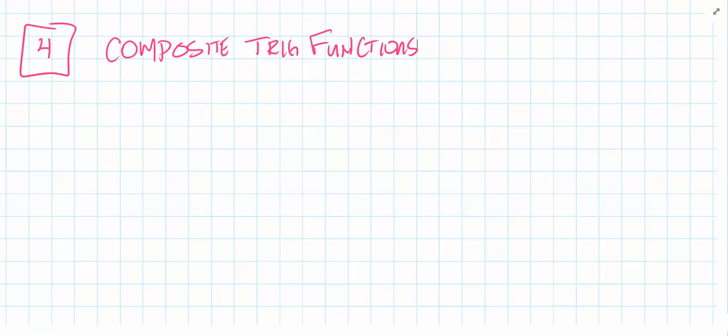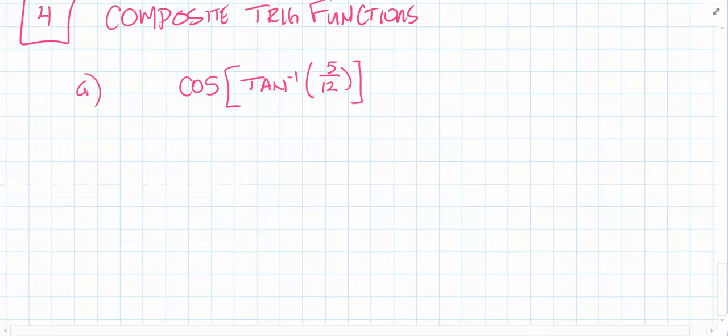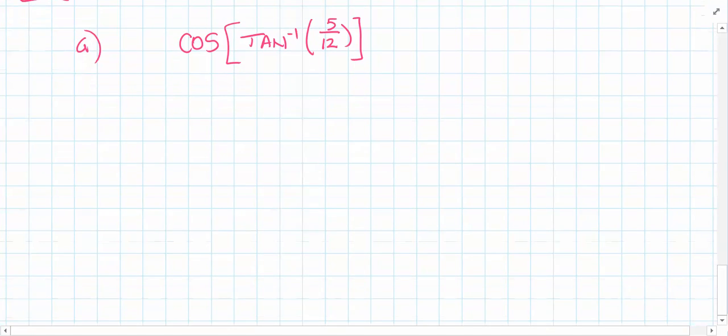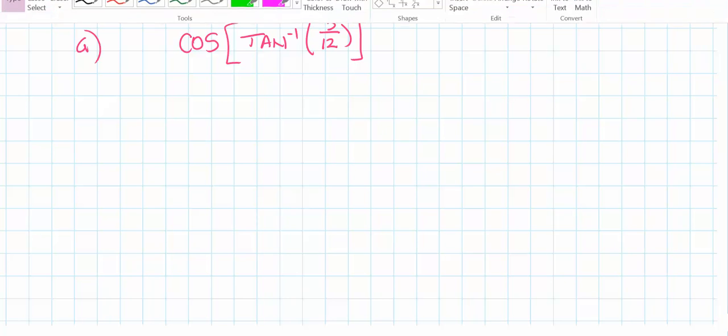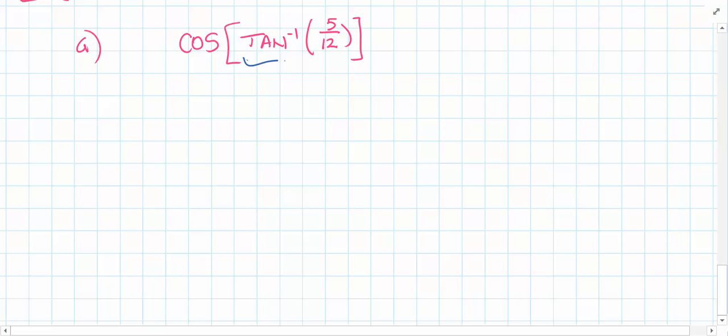Last, composite. Why don't you guys? What is your definition of fun? This is it. Composite trig functions. Friday night composite trig functions.